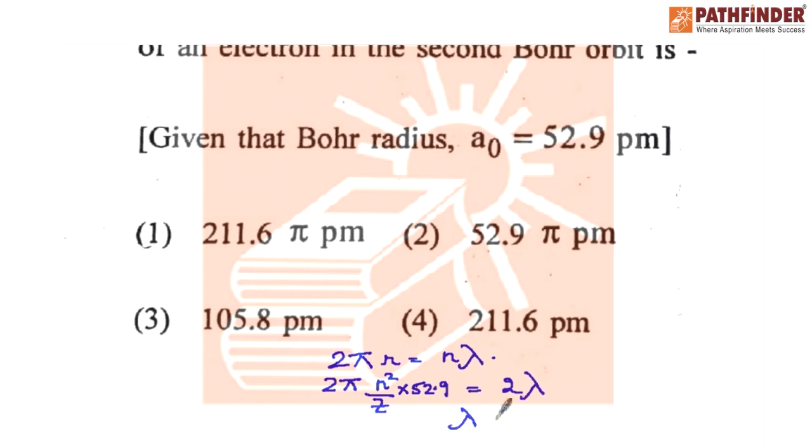So lambda will come to 4 pi, z is 1. Here in place of n, we'll again put 2, so 2 and 2 will get cancelled, and ultimately it is 4 pi into 52.9. Now if we calculate it, the answer comes to 211.6 pi. We are keeping the pi intact, just multiplying 52.9 into 4, which comes to 211.6 pi picometer. So option 1 is our correct option.